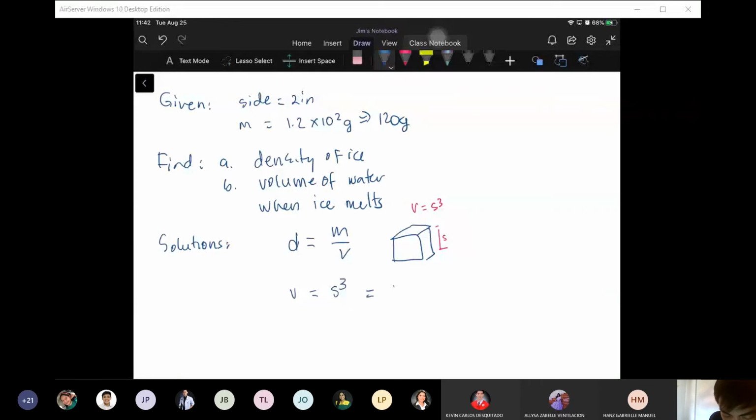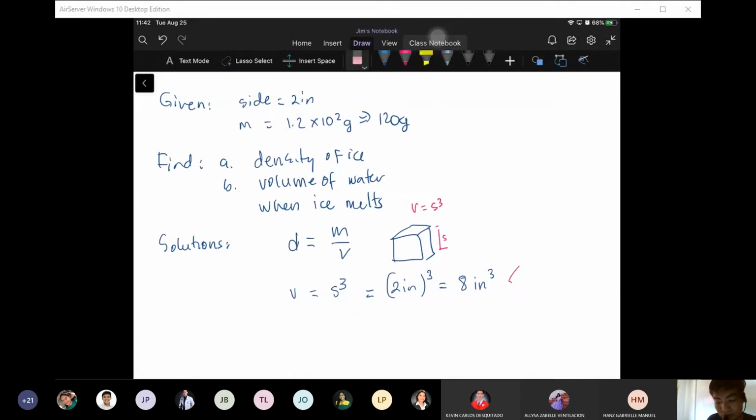So let's just do that. So that's 2 inches cube. That will give us 8 cubic inches. Diba? 2 cube is 8. Inches raised to 3 is inches cube. Okay, so we have density and we have mass already. Meron na. We have mass, we have volume.